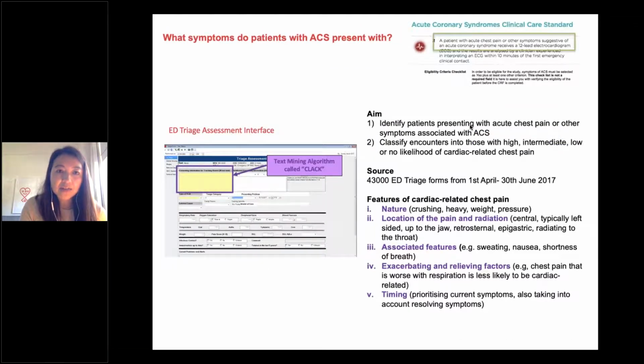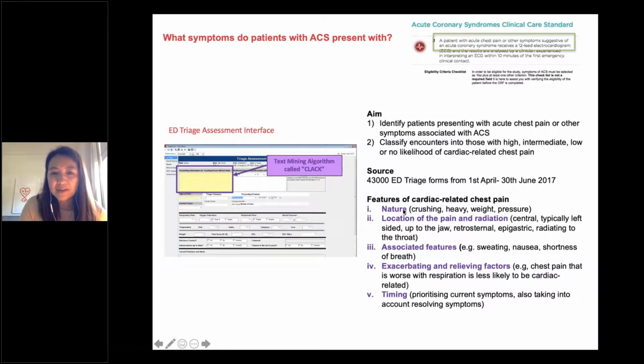Another large piece of work that we've done was looking at text mining in the clinical documentation. The first use case was looking at what symptoms patients present with. We started off with the triage form just because that's only a couple of sentences, and we wanted to identify patients who present with acute chest pain or other symptoms associated with acute coronary syndrome. This is part of identifying a cohort of patients that present with these symptoms.